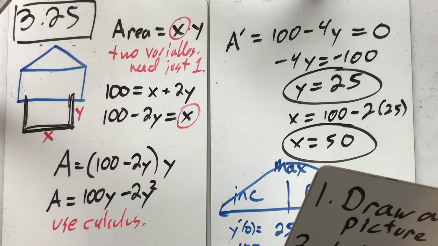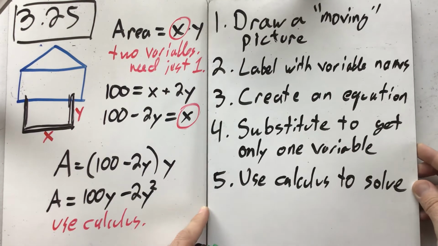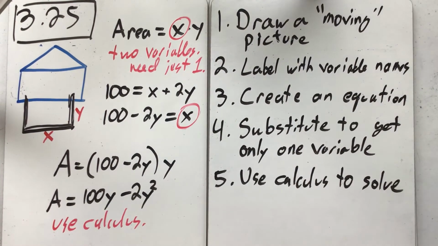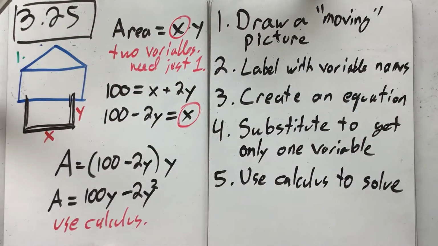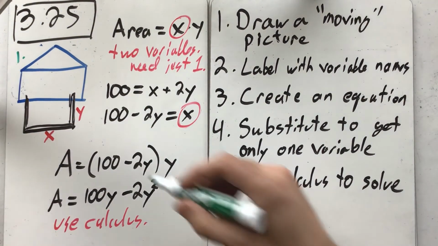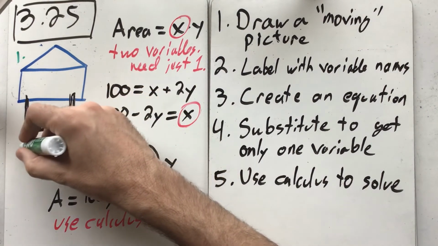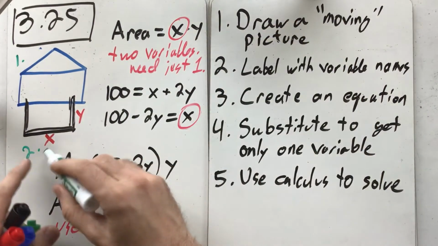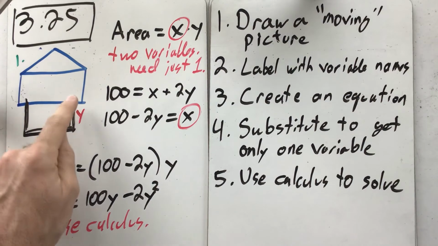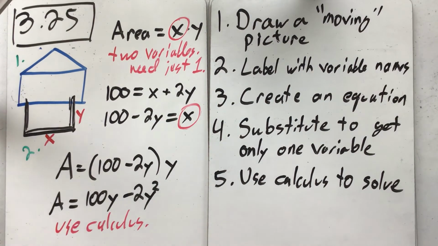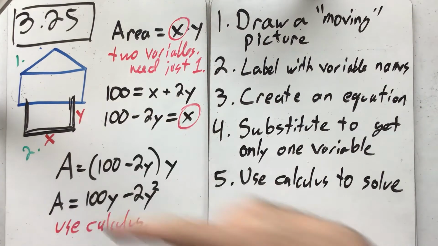Okay, so we have a strategy for solving these problems. The strategy we're using has 5 steps to it. The first step is draw a moving picture, and so here is step 1 right here. Then step 2 is where we label the picture. Just like last time, I'm going to call this a moving picture, because this isn't meant to be one fence. It's meant to be all the possible fences you could ever draw, and that's why we put variable names, because as we change the fence from one type to another, these two numbers will have to change.